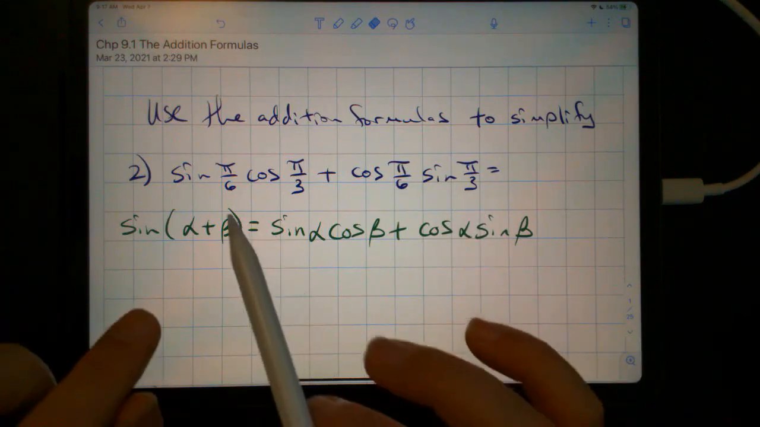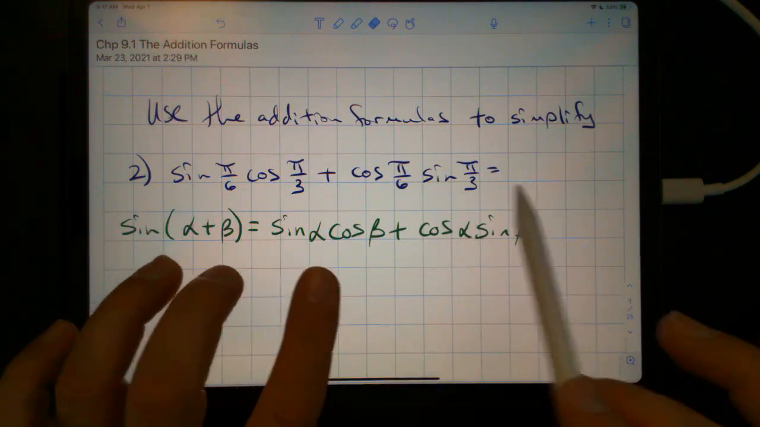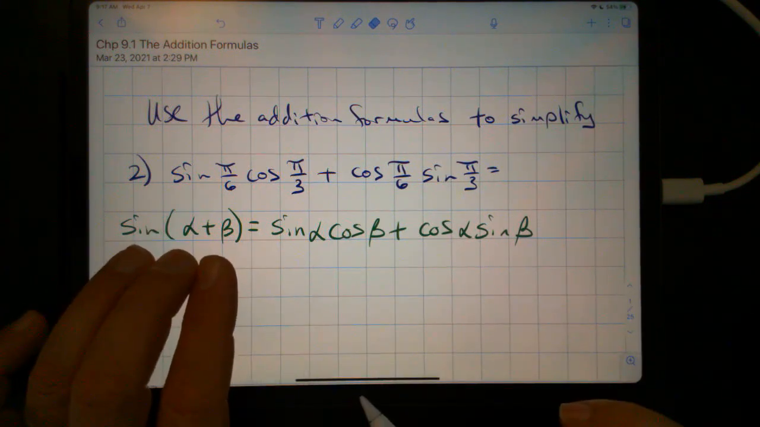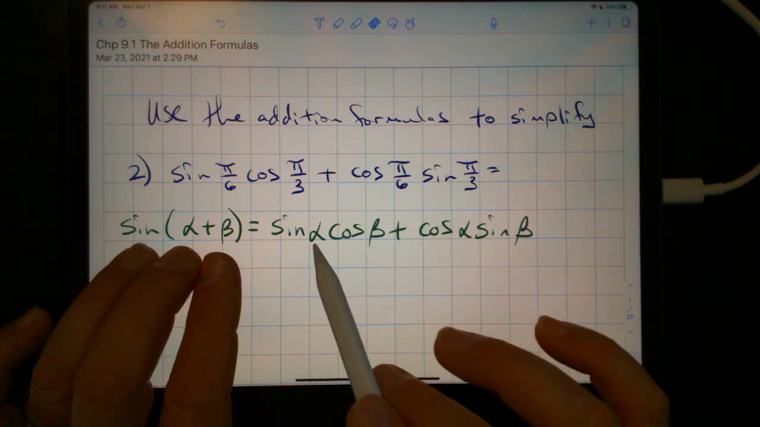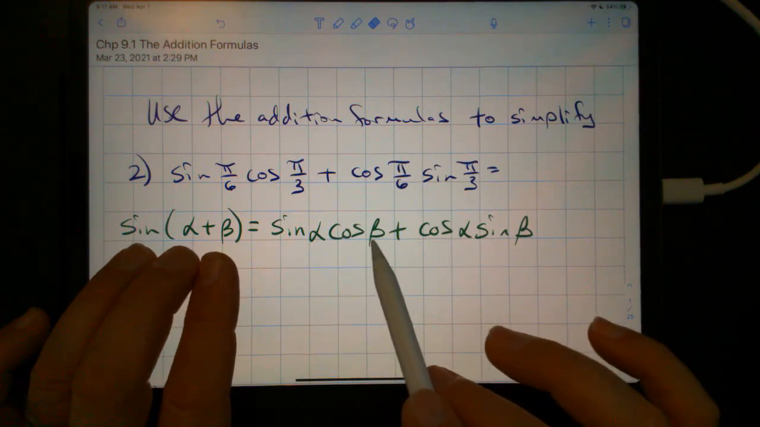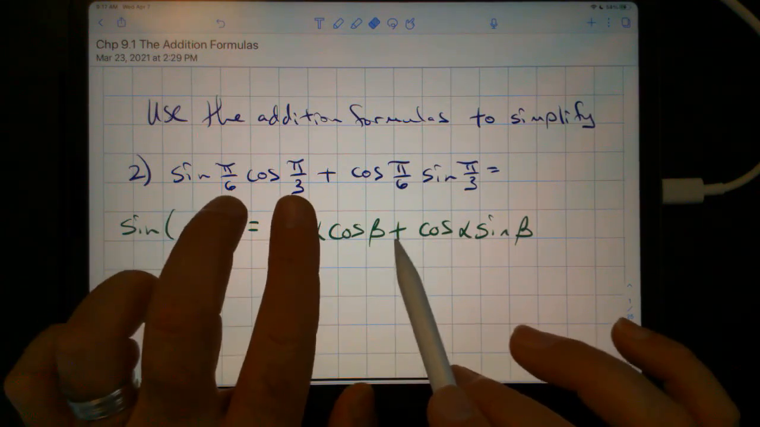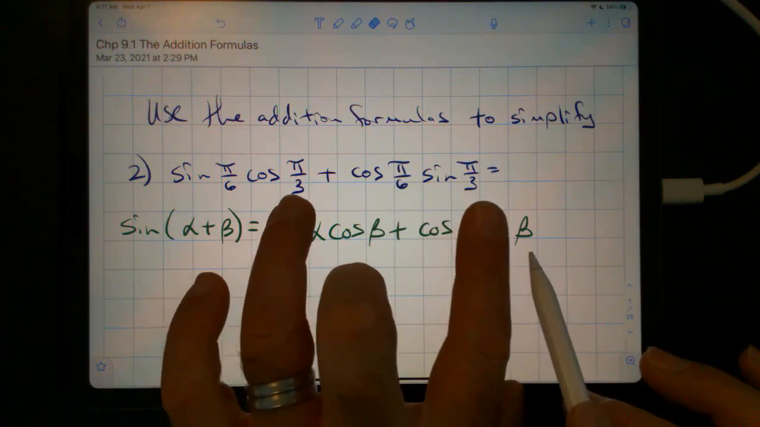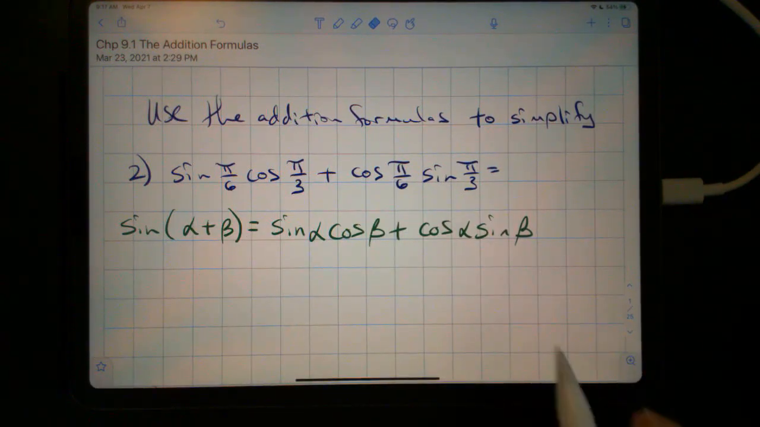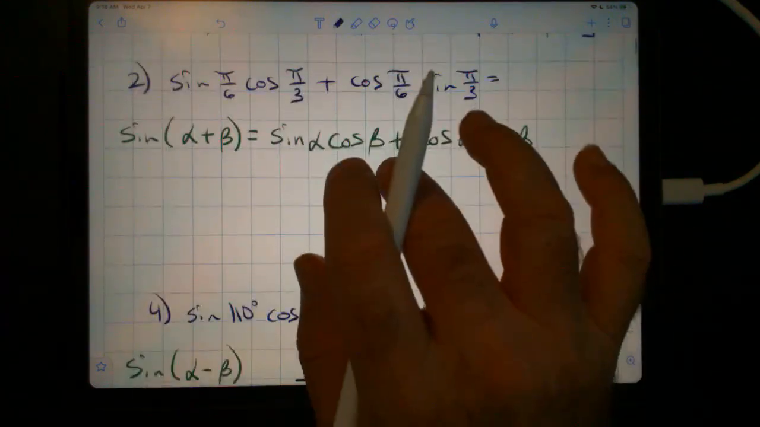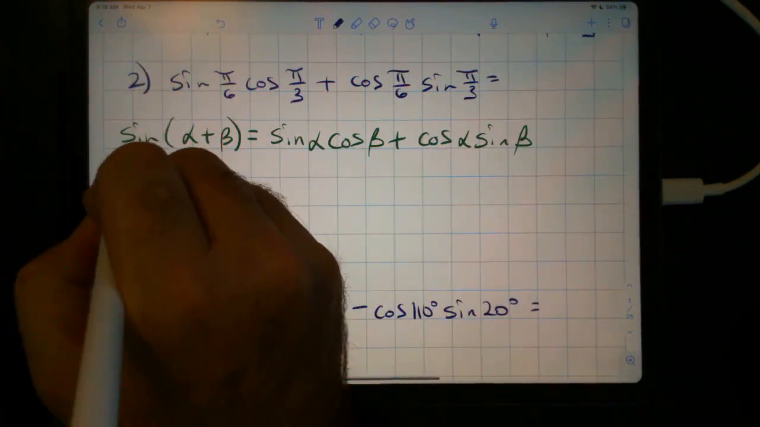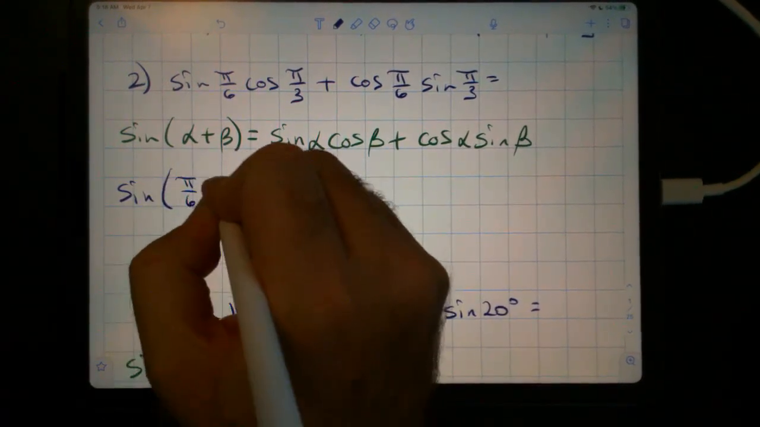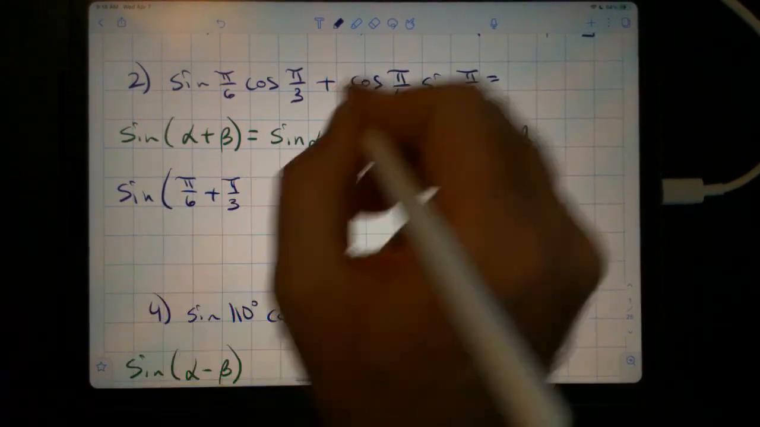So what we have is this looks very similar in structure to sine of alpha plus beta, because sine of alpha plus beta is sine of the first angle times cosine of the second angle, and then plus cosine of the first angle times sine of the second angle. So this is the same thing as sine of pi over 6 plus pi over 3.